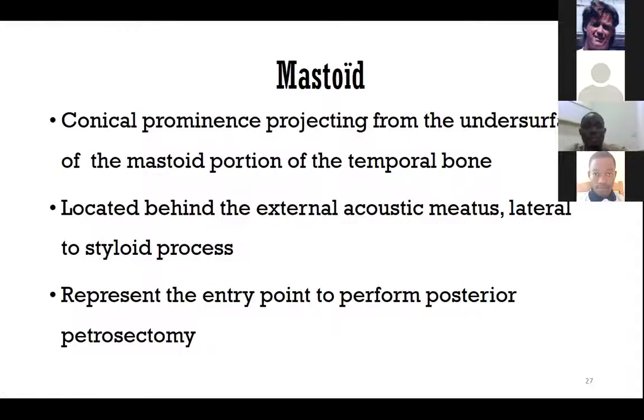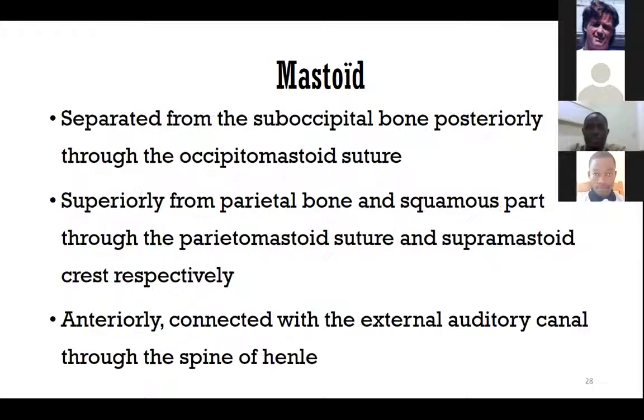Let us say some words about the mastoid. The mastoid is a conical prominence projecting from the undersurface of the mastoid portion of the temporal bone, located behind the external acoustic meatus and lateral to the styloid process. It represents the entry point to perform posterior petrosectomy. It is separated from the suboccipital bone posteriorly through the occipitomastoid suture and superiorly from the parietal bone and squamous part through the parietomastoid suture and supramastoid crest respectively. Anteriorly, it connects with the external auditory canal through the spine of Henle.